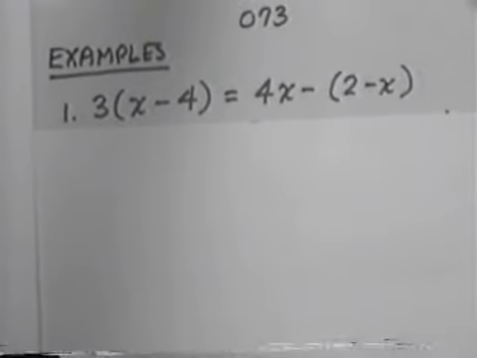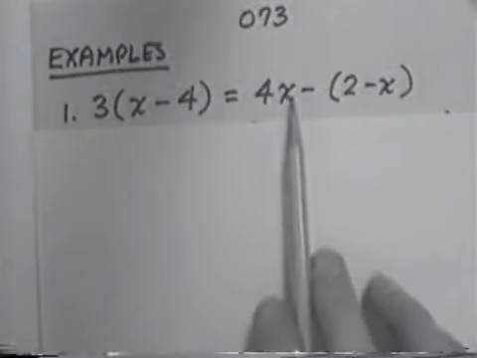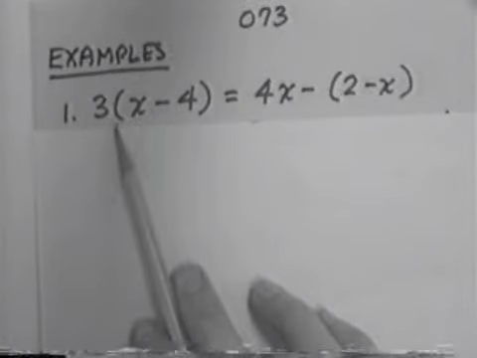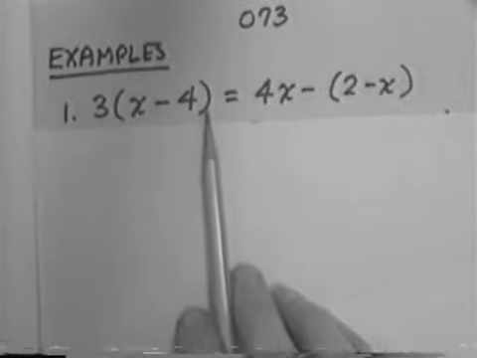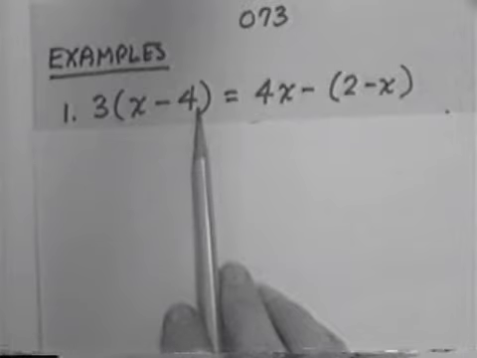Example 1 reads 3 times x subtract 4 equals 4x subtract the expression in parentheses 2 subtract x. The equals mark divides the equation into two parts, the left side and the right side. On the left side, there is some simplification that can be done. The 3 can be multiplied by the expression in parentheses.